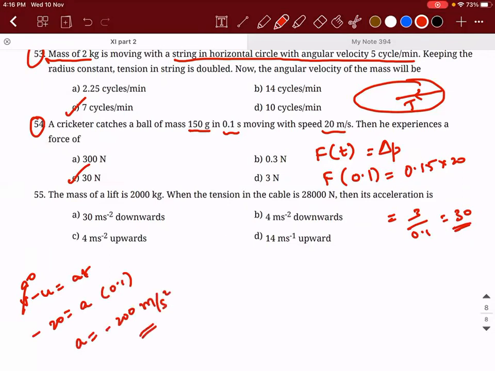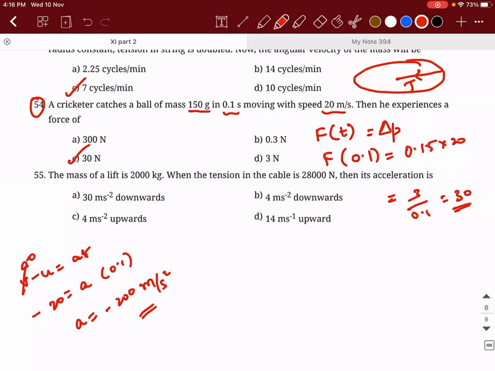After this, what do you want to do? So we know that force is equal to mass into acceleration. So 0.15 into minus 200. Yeah, you can do that. It will give you the same answer. But here it is in terms of magnitude, so you can write it as 30.